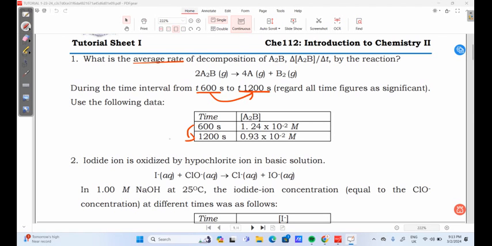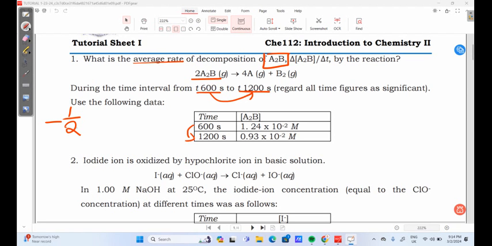Now, I said the formula is dependent on the coefficients for the reactants. I've explained this from the start for people who've been around. So it's going to be negative 1 over the stoichiometric coefficient of our reactant, which is the focus because we've said the average rate of decomposition of A2B. So it's negative 1 over 2.